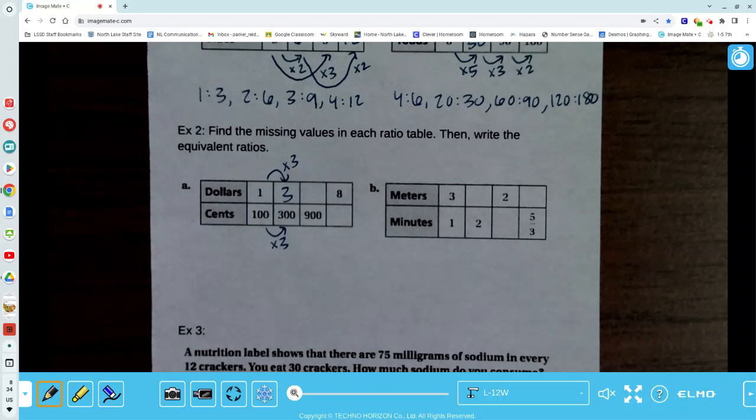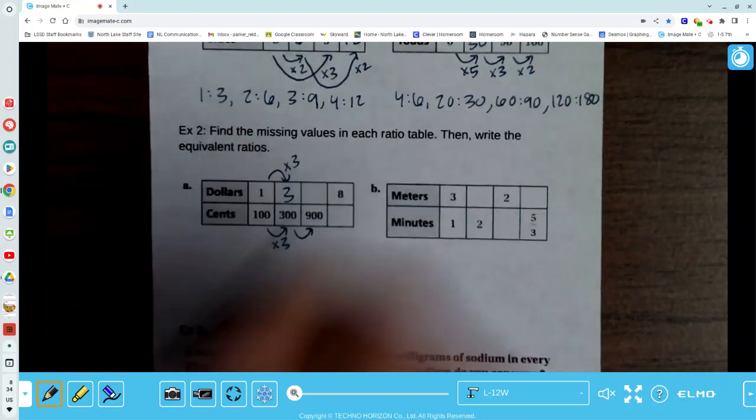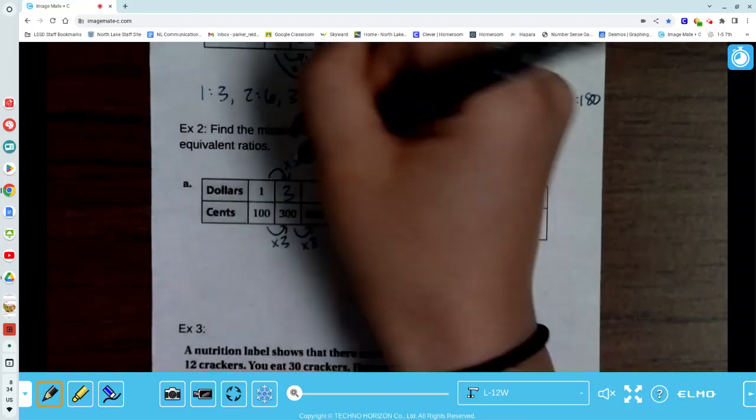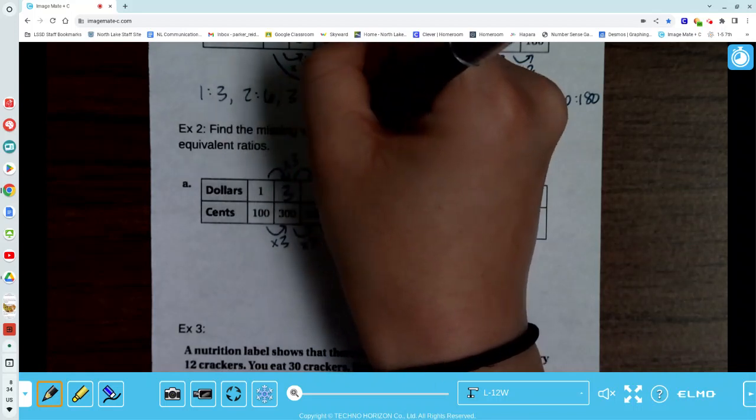Shelby? Yeah, because we can start wherever we want, and both of them work pretty nicely. I'm going to start at 300. What do I multiply 300 by to make 900? Svara? And then I do the same thing to the top.